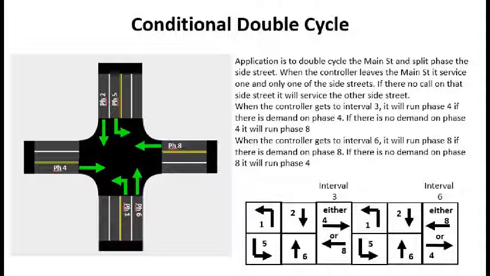And the same thing happens at interval 6, only we switch the service phases around. So when we get to interval 6, it runs 8. If there's no call on 8, it runs 4. But it can only run one of the two phases in each of these intervals. So our conditional logic is conditioned by the vehicle demand.